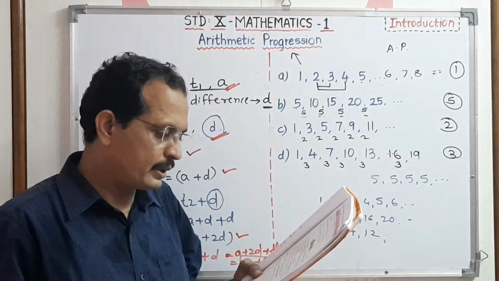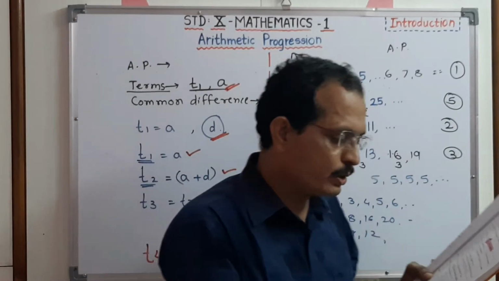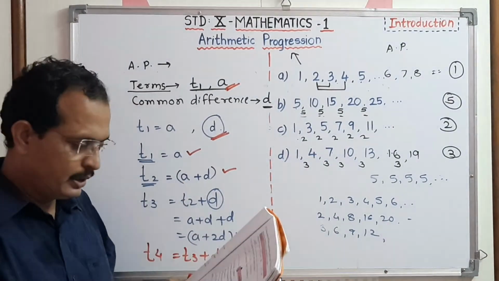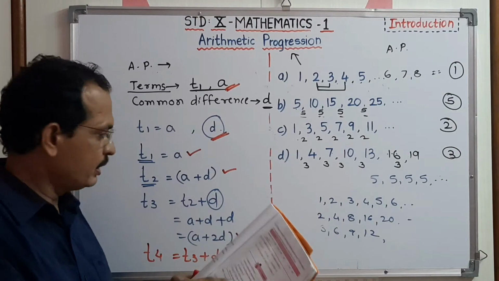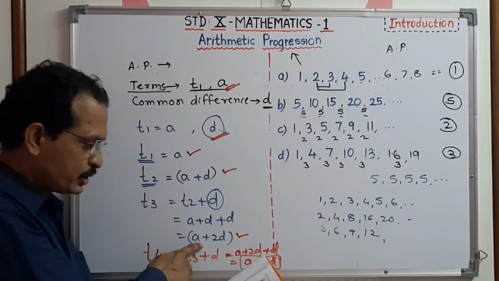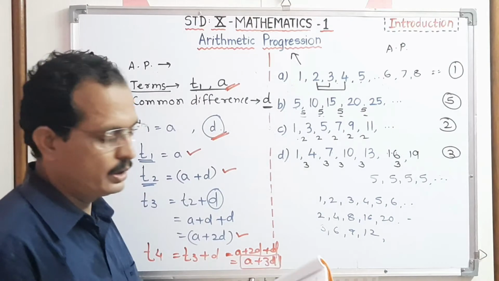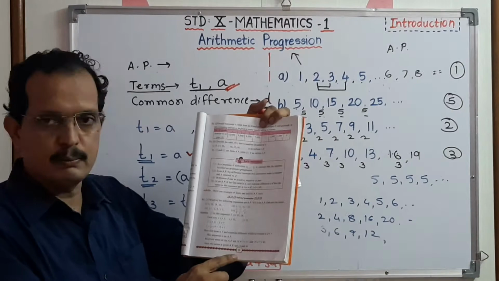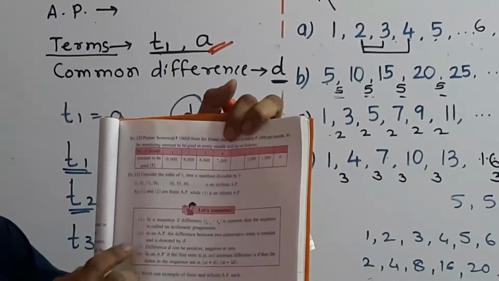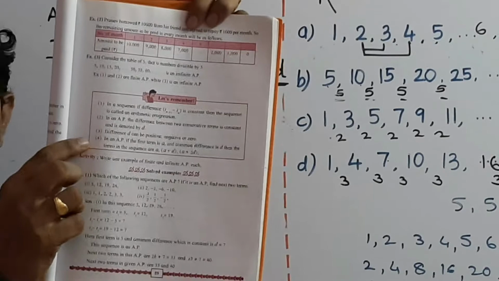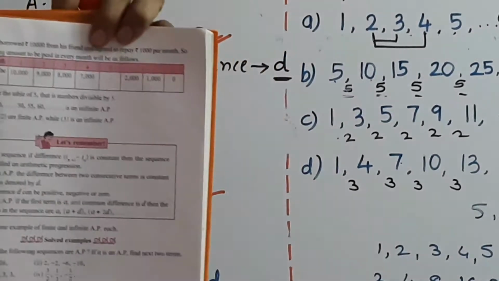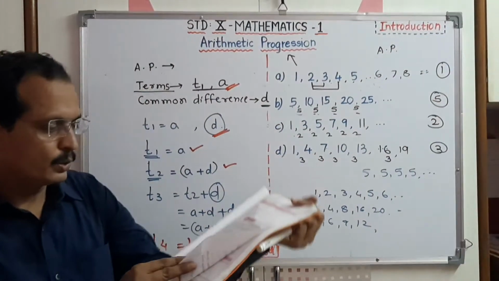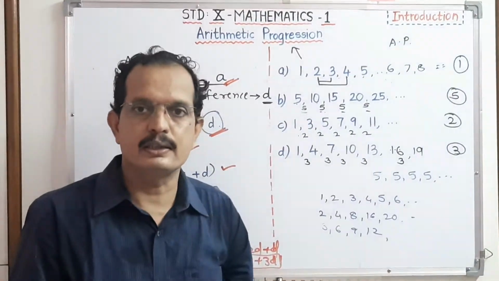And the fourth one is there: in an AP, if the first term is a and the common difference is d, then the terms in a sequence are a, a plus d, a plus 2d, a plus 3d and so on. Dear students, write down this table, let's remember, on page number 59. Four points are given, and those 4 points you have to write in your notebook. Now based upon this, today we have to start with practice set 3.1.